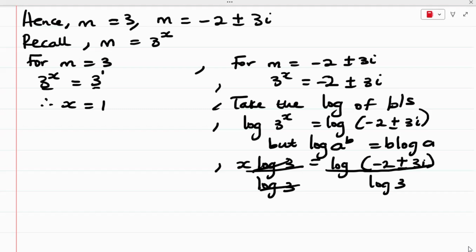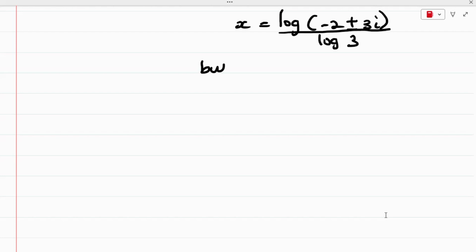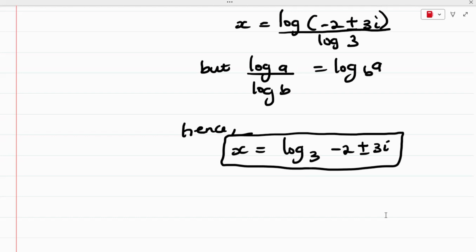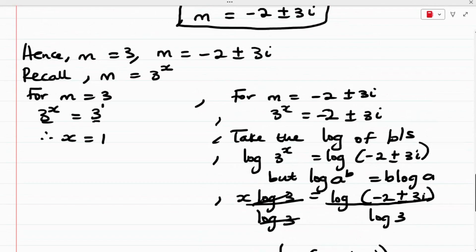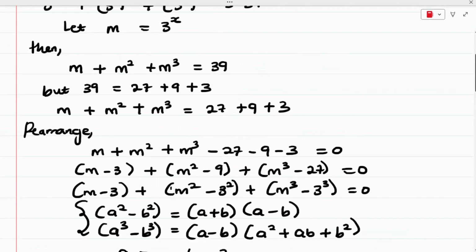So divide both sides by log 3. This cancels out this, so we have that x is equals to log of negative 2 plus minus 3i divide log 3. Alright, but from the logarithmic property, if we have log a divide log b, this is equals to log a base b. So hence we have that x is equals to log of minus 2 plus minus 3i base 3, and this becomes the other values of x right here. So guys, this is how you can solve this nice algebra math simplification problem right here, and we have been able to find the values of x.